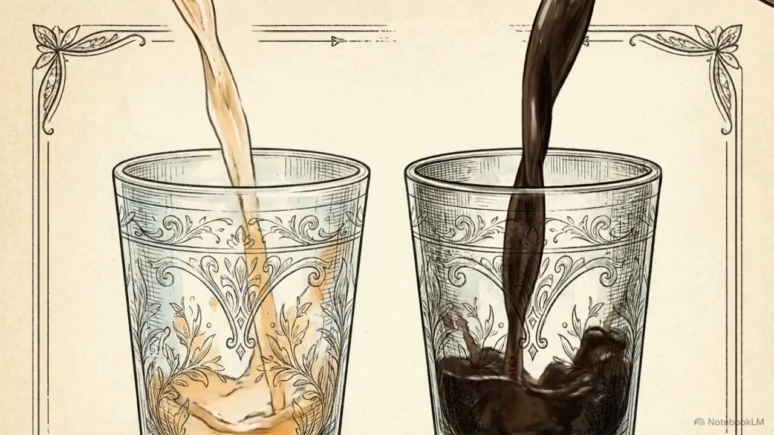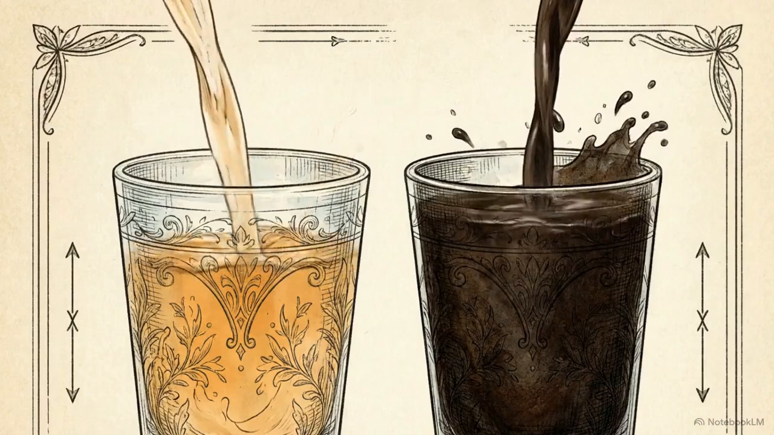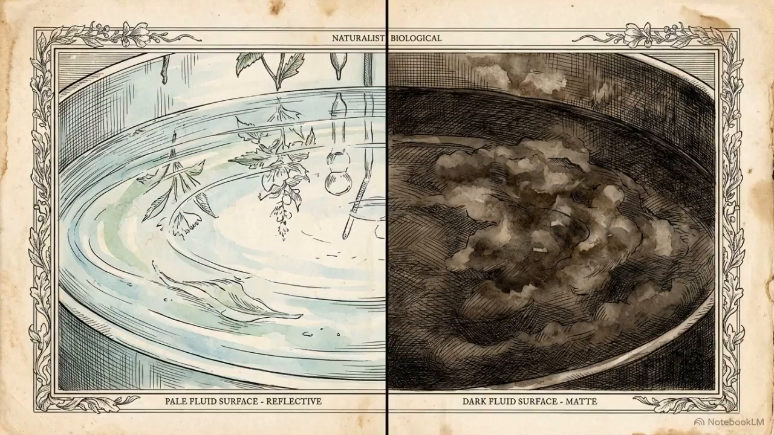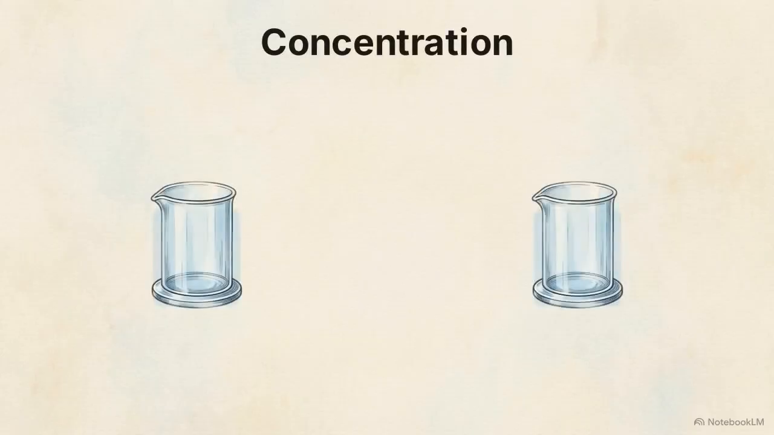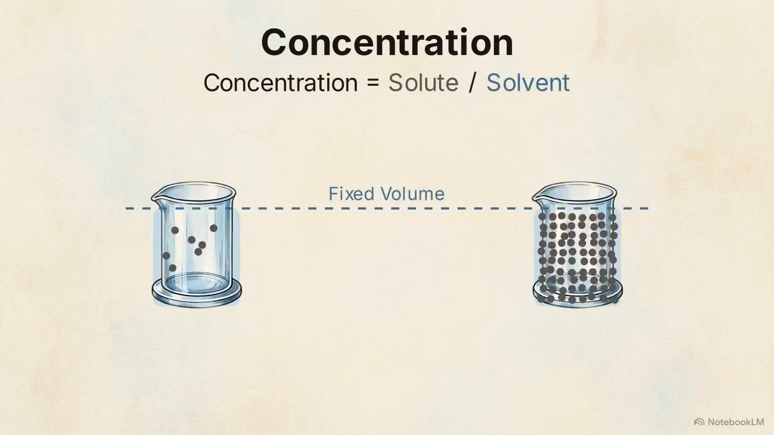Look at these two cups of tea. One is pale and watery, while the other is dark and robust. This visual difference is a signal that the two liquids will behave differently. The difference is concentration, a mathematical ratio. It represents the amount of solute, the tea extract, dispersed within a fixed volume of solvent, the water.